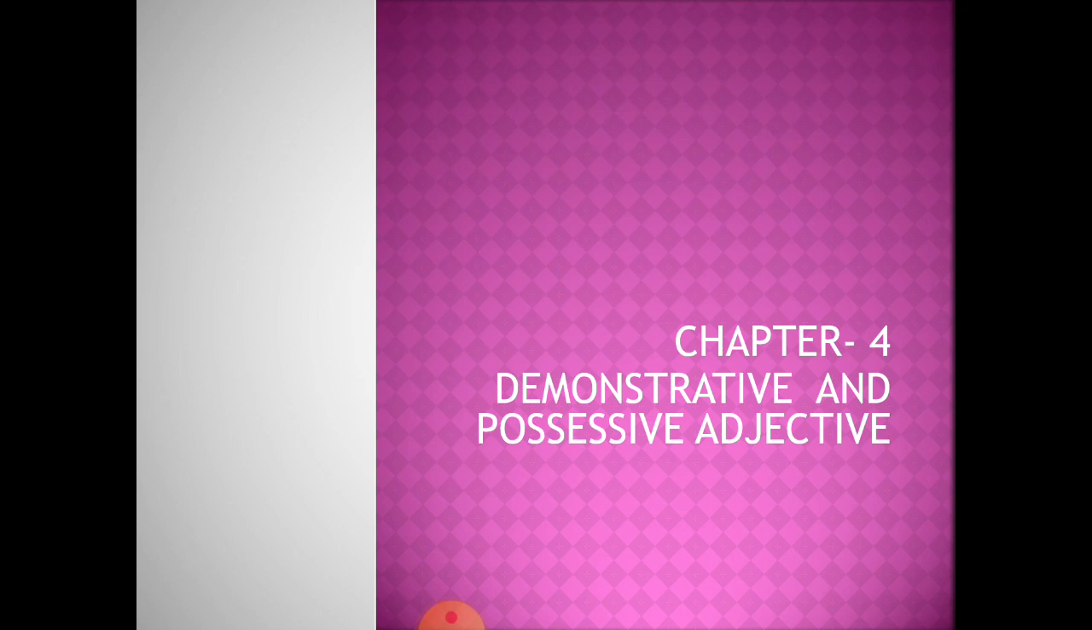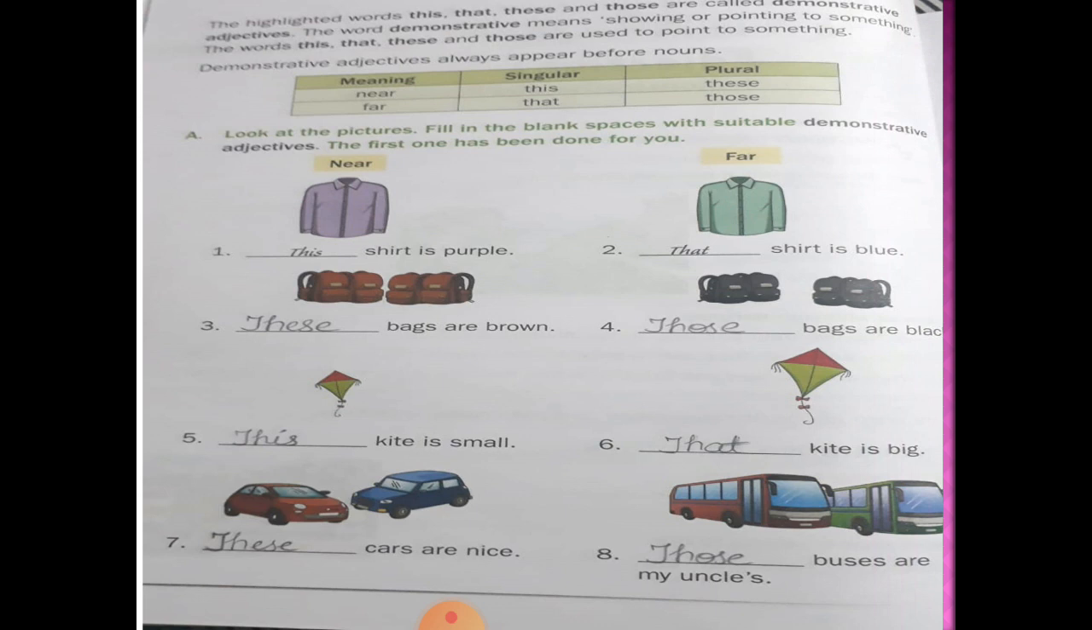Now, today we will start a new chapter, that is demonstrative and possessive adjective. So, first of all, we will do demonstrative adjective. Demonstrative means showing or pointing something to someone. We use four words for the demonstrative adjective, that is this, that, these and those.